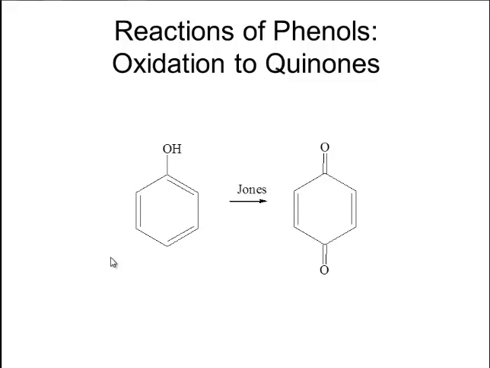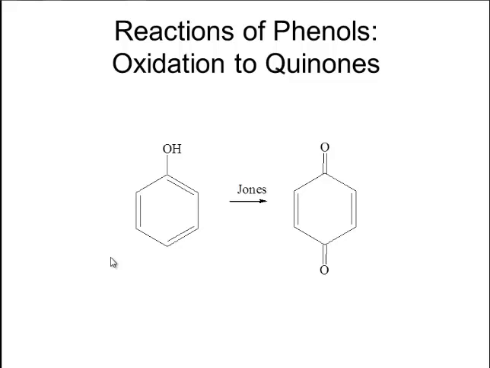This is a redox reaction, and it's one that we won't learn a mechanism for, nor will we even write a balanced equation for it, although you could do that by following the steps that we've learned before for writing balanced equations of redox reactions. It's a fairly complicated equation. But just learn that phenols get oxidized to quinones by Jones reagent.